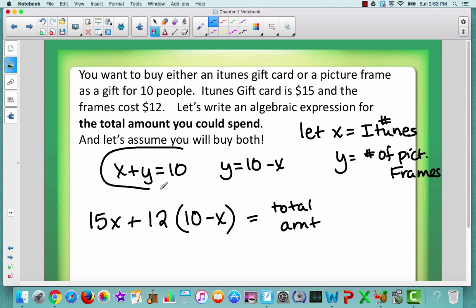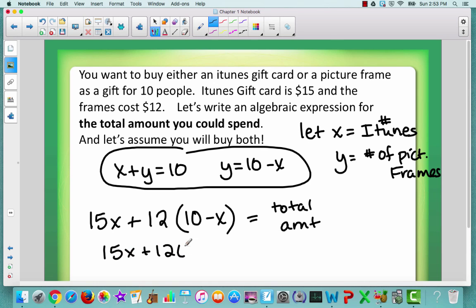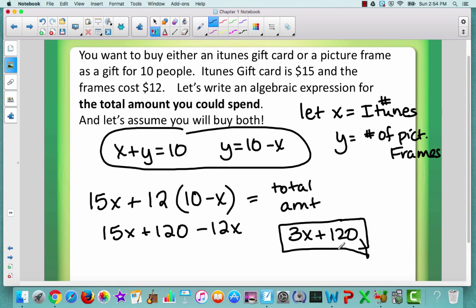Hopefully, we're going to talk about this piece a little bit more in class tomorrow. But, all right, so I would simplify it. So I'm going to get 15x plus 120 minus 12x. And then I'm going to combine the like terms, so I will get, what is that, 3x plus 120. So 3x plus 120 is the amount that I could spend to buy these gifts for my friends.